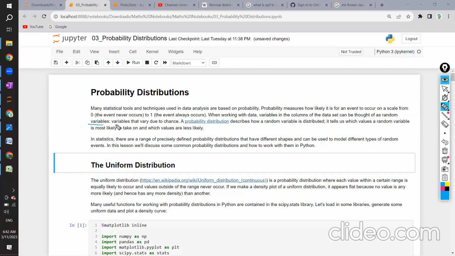Fine. And random variables that vary due to chance. A probability distribution describes how a random variable is distributed. It tells us the value a random variable is most likely to take. Same thing with the probability distribution, which we have studied in the first class of this concept. It's also saying the same thing: what's the probability that a random variable will take a value?